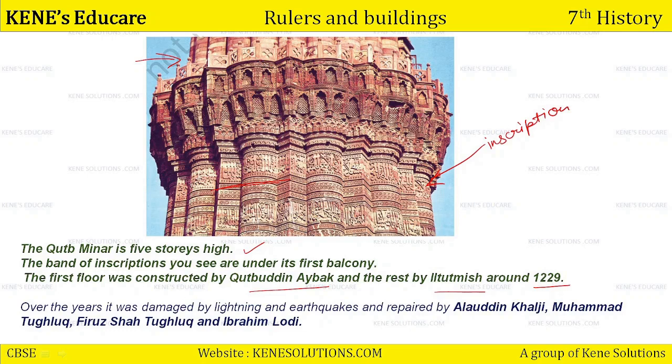Over the years, it was damaged by lightning and earthquakes and repaired by Alauddin Khilji, the ruler of the Khilji dynasty, not the founder but one of the rulers. Then Muhammad bin Tughlaq, Firoz Shah Tughlaq and Ibrahim Lodi. These people repaired the Qutub Minar, but Qutub Minar was built by Qutbuddin Aibak and Iltutmish.